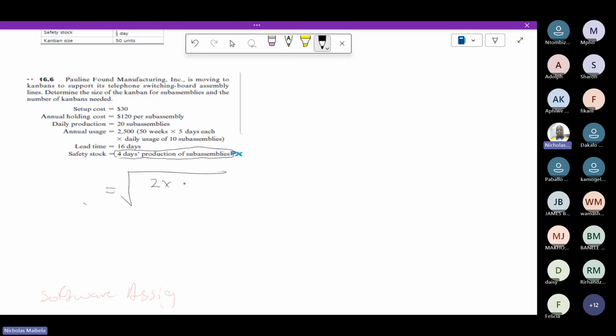Times demand 2.5, setup cost 30, H under here 120, 1 minus 20, 10 over, 1 minus 10 over 20.